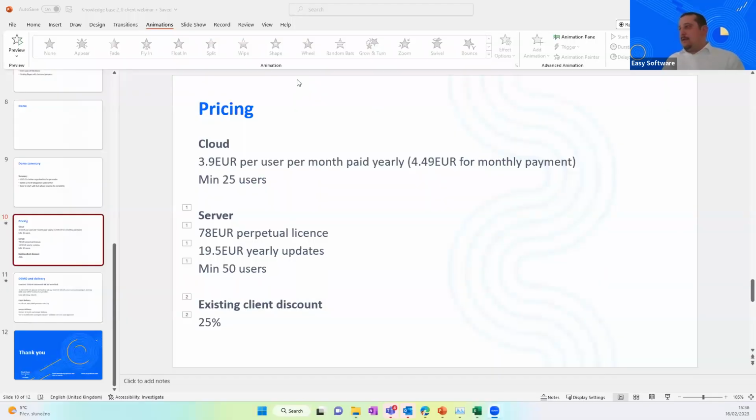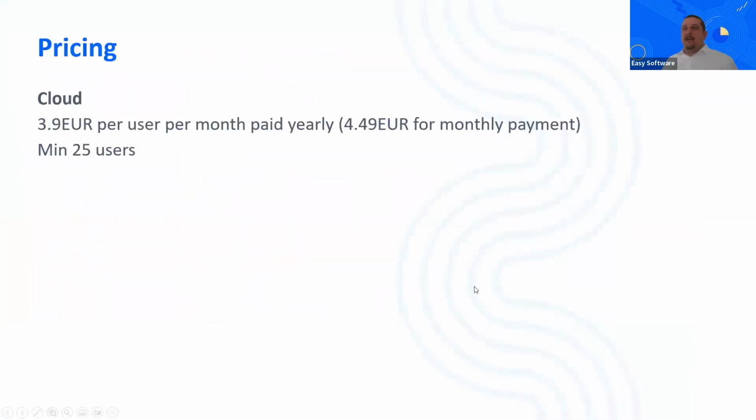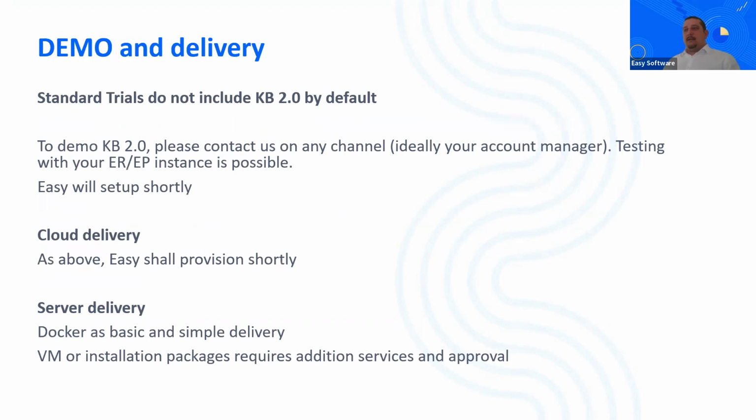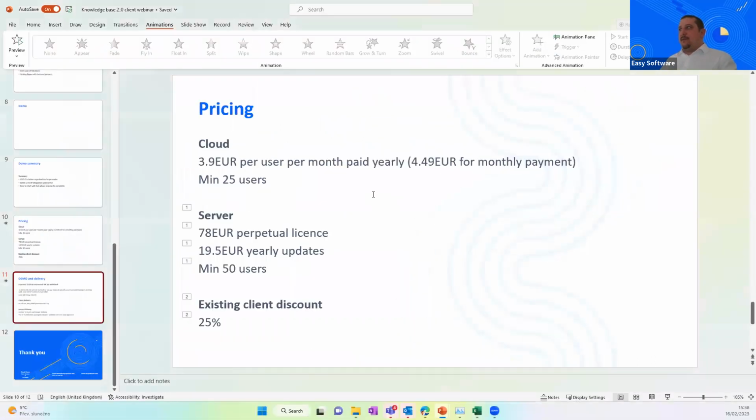As I was not sharing the prices when I was talking, let me share them quickly once again. Our sales team is ready to make you quotes. Once again, the basic cloud price is 3.9 euro per user per month in yearly payments, which means also 78 euro per perpetual license and 19.5 euro for the yearly updates. Delivery in cloud is no problem at all, and Docker as the on-premise delivery.